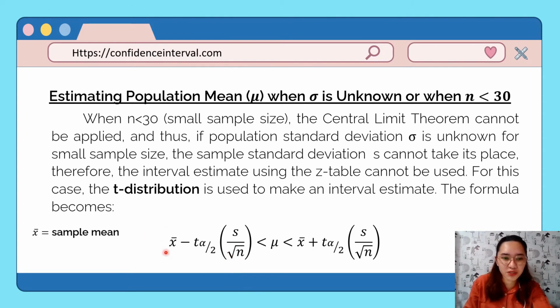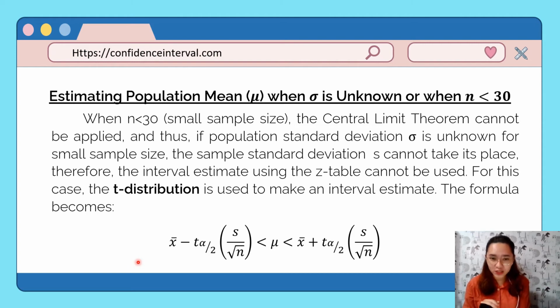Ayan. So, again, itong symbol na to is our sample mean. Ito naman po is our sample standard deviation. And ito naman po is our sample size, n. And of course, this is the confidence coefficient. Using na po yung ating t-distribution. Yan. So, paano natin naman ngayon kukunin yung confidence coefficient using our t-table?